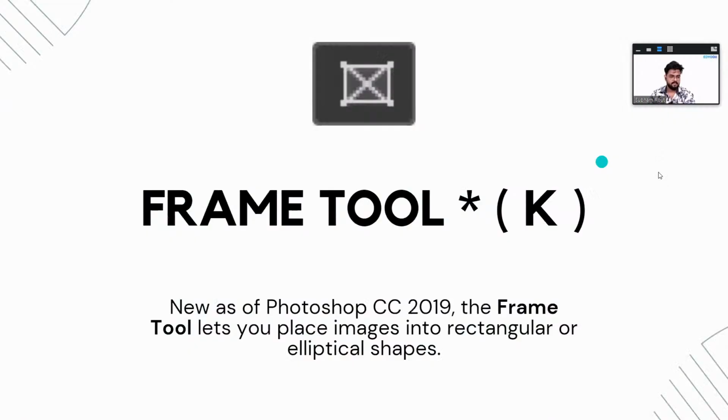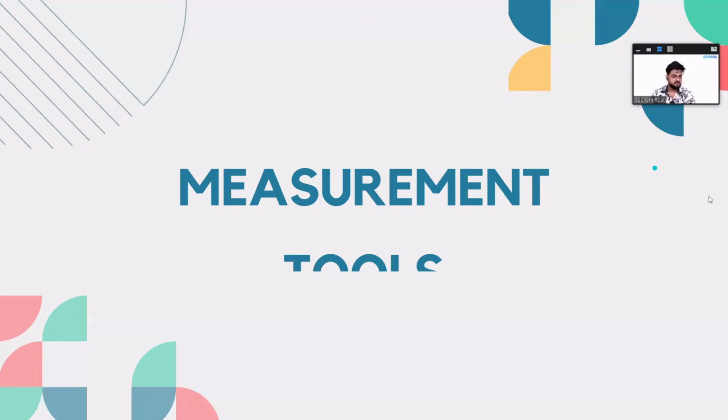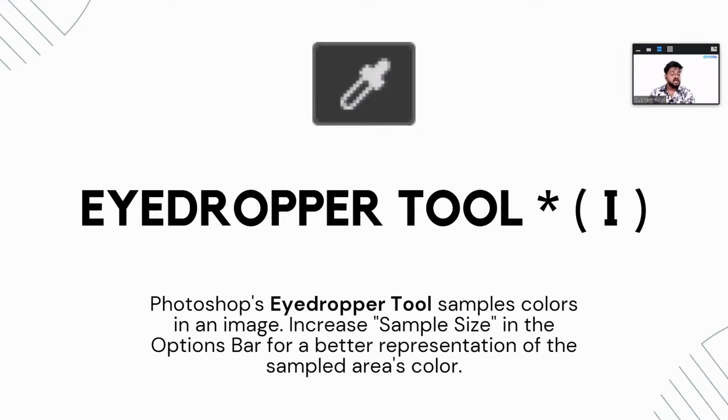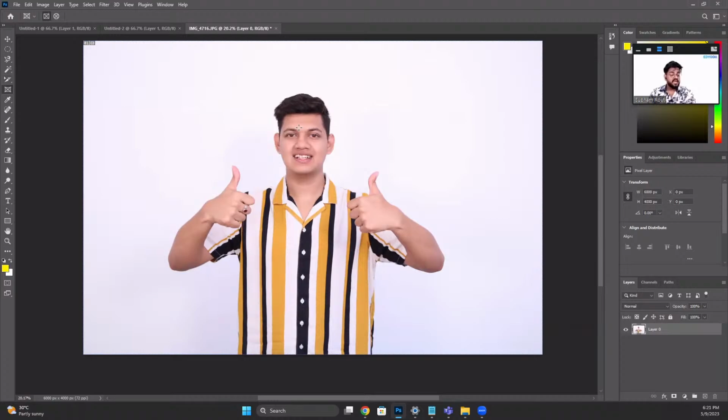Next we have is the measurement tools. The eyedropper tool. Now Photoshop's eyedropper tool samples colors in an image. Increase the sample size in the option bar for a better representation of the sampled area color. Say if you want to select a color from this image so that you can apply it to some brushes or tool, you can select the eyedropper tool and then select this.